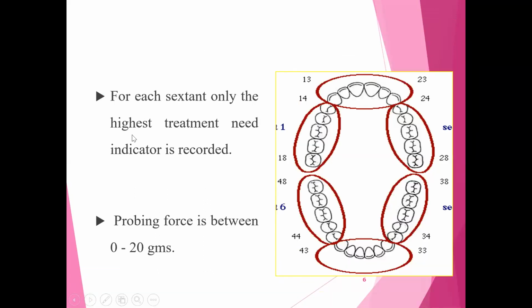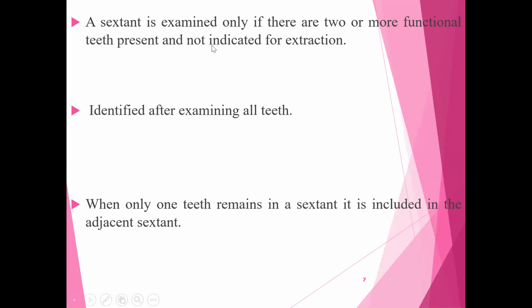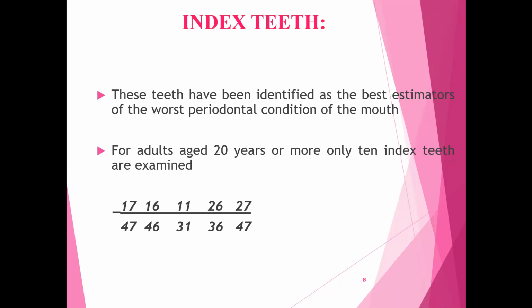For each sextant, only the highest treatment need indicator is recorded. Probing force is between 0 to 20 grams only, not more than that, as that will be painful for the patient. A sextant is examined only if there are 2 or more functional teeth present and not indicated for extraction, identified after examining all teeth. When only one tooth remains in a sextant, it is included in an adjacent sextant.